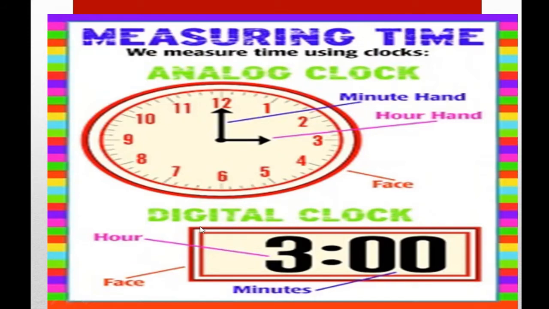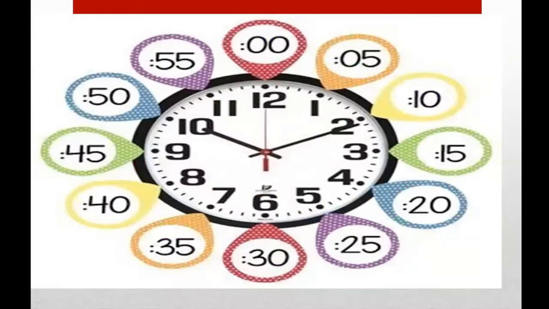The other clock is called the digital clock. This is very easy to read because numbers are written and you have to read only the number, like 3 o'clock. This is 3 o'clock. And if it is 3:05, 3:05 will be written. So easy, just read the time and say it. But reading the analog clock is a little different.